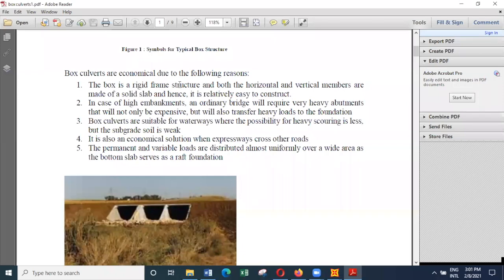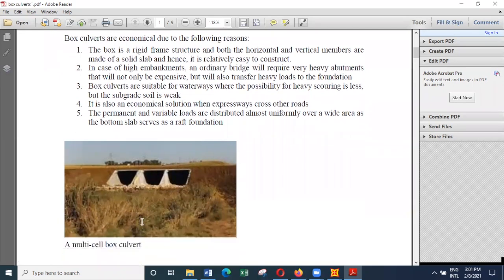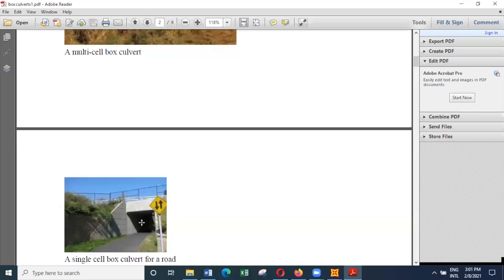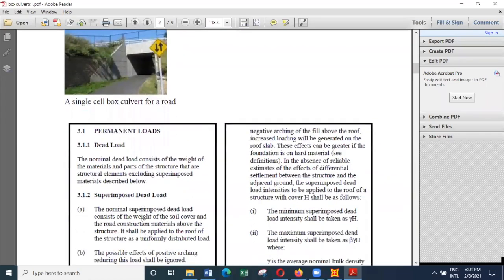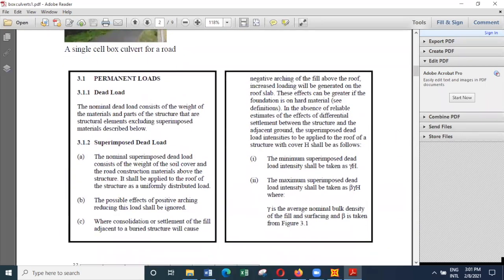And the other advantage is, we have a slab at the bottom, and that slab can act as a raft and distribute all the loads from the box culvert onto a large area. So those are the advantages of box culverts. Now let's see what load cases we have to consider.